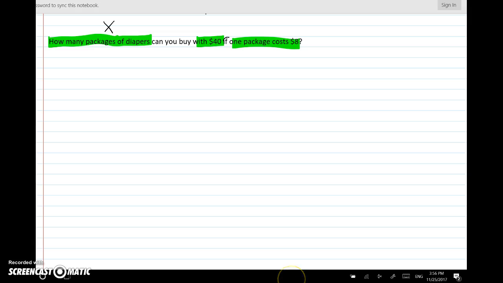Here's a little clue. This word "if" means we're going to multiply. So, we know one package costs 8. 8 times how many? Remember, we're not going to use any multiplication symbols, we're just going to push them together. 8x is going to be $40. So when I do this, I divide both sides by 8, because remember, the opposite of multiplication is division. The 8s simplify down to 1, and x equals 5.